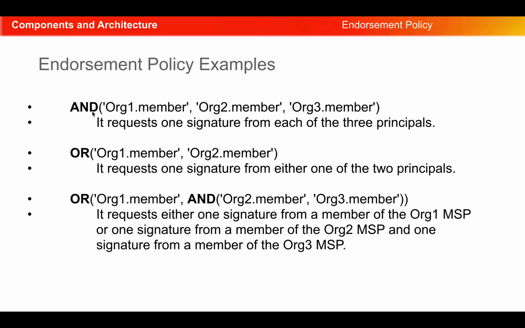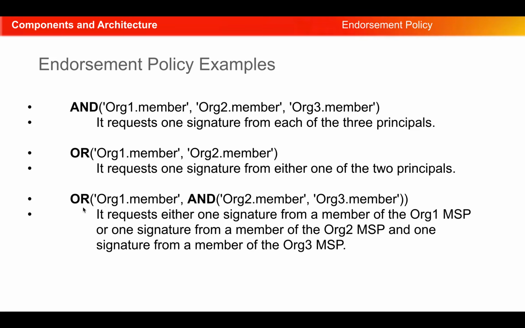So why each of the three principals? Because you have AND as the expression. If you have OR as the expression, as you can see in the second example, OR org1.member, org2.member, then for the transaction to be valid, it requires one signature from either one of the two principals. Since we are using OR, either of these can be used.